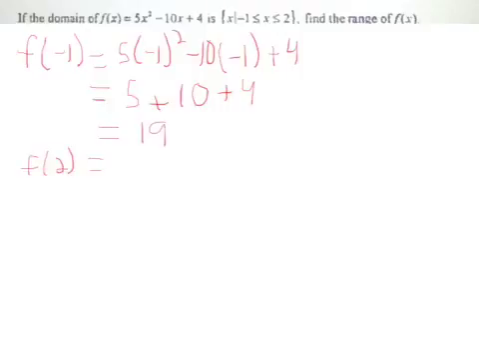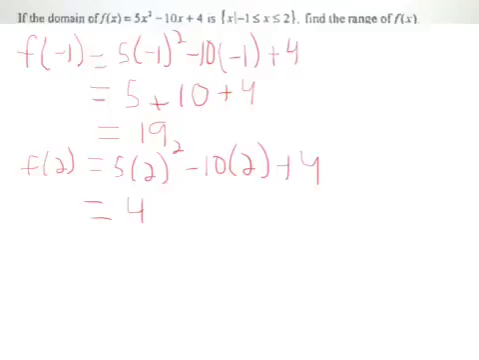We also need to test the f of 2 to see what y is equal to at that point. So I'm going to plug a 2 in for x. So I'm going to get 5 times 2 squared minus 10 times 2 plus 4. So when I do all that, I'm going to get a 4 out as my answer. So these are my 2 points, 19 and 4.